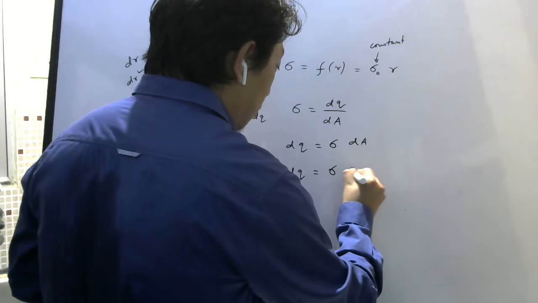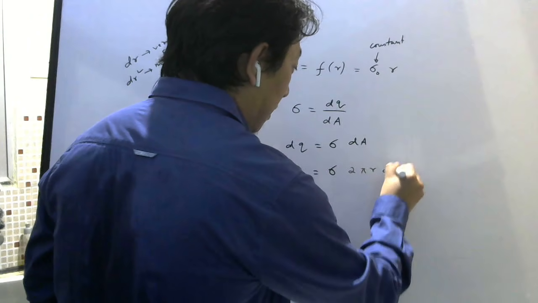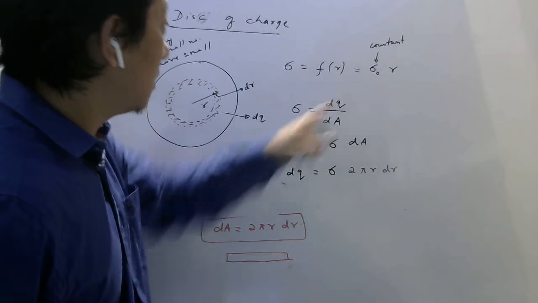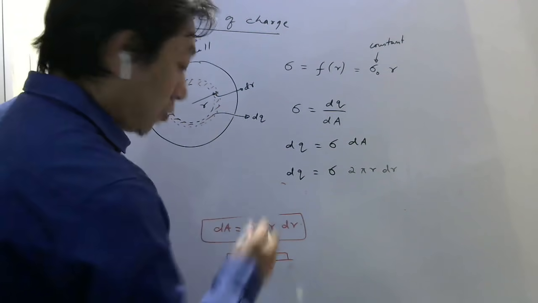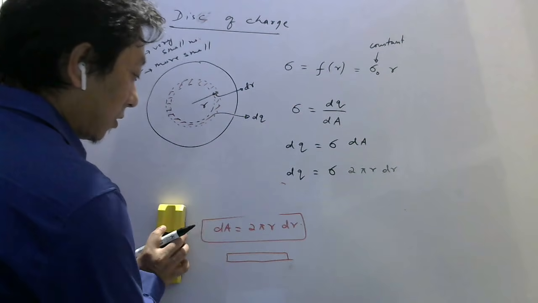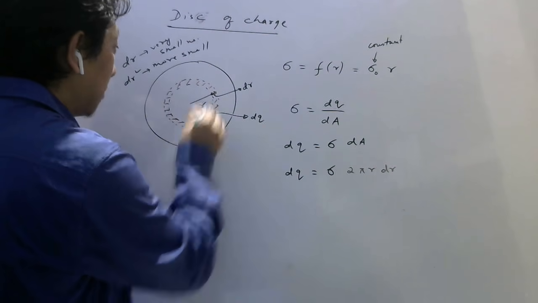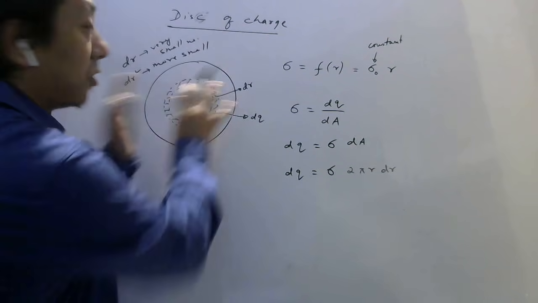So this is 2 pi r dr. Yes or no? Okay. And this sigma is this. So what will be my total charge? Okay, once I know this, let me rub this. So this is the charge of this ring, but the question is to find the total charge of the disk.